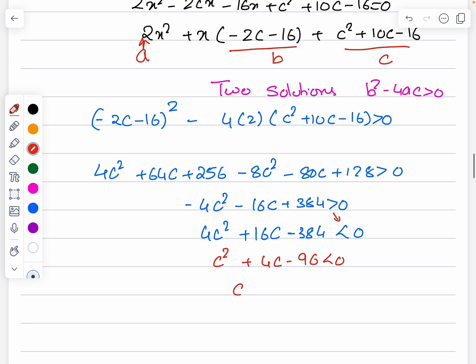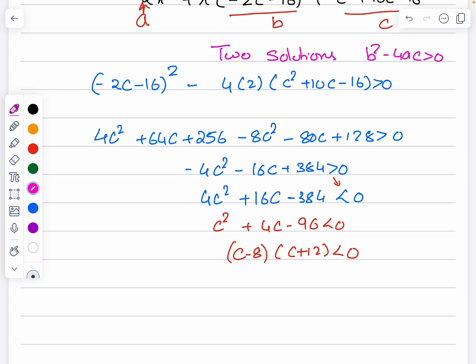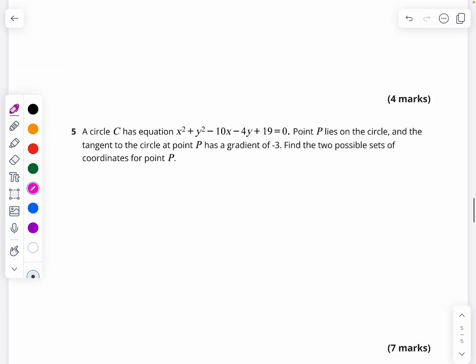Now I can factorize it out. c minus 8 times c plus 12 is less than 0. Whenever it is less than, we remember to find the critical values 8 and minus 12. It should always lie between the lesser root and the bigger root. That's going to be the answer. If at all it is less than 0, it should always lie between. That is question number 3.